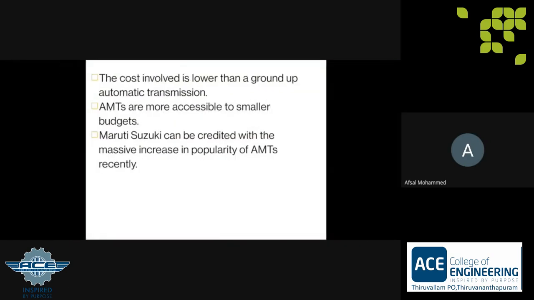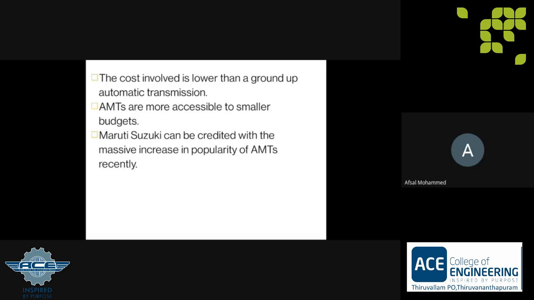Okay, so the main advantage of the automated manual transmission system is that it's very cheap to produce, because they can use the already existing manual transmission gearbox, and then simply add a robotized actuator on top, and then program that actuator. So the production or design cost is not that high, because a new gearbox is not being made. This means it is more accessible to much smaller budgets. People who are looking at a small car, or people who are not willing to spend lots of money on cars, can still get an automatic transmission by opting for the AMT.